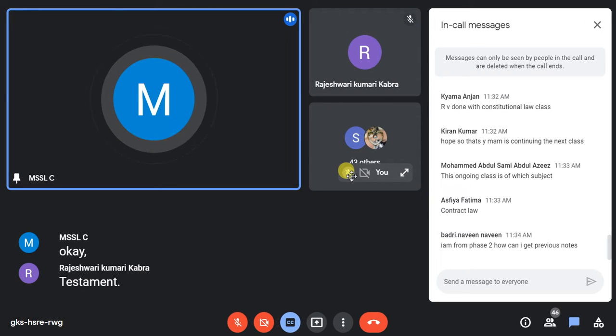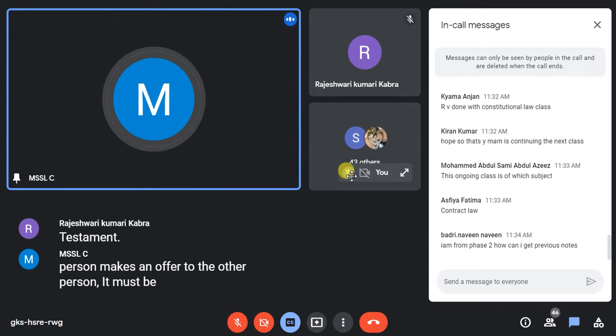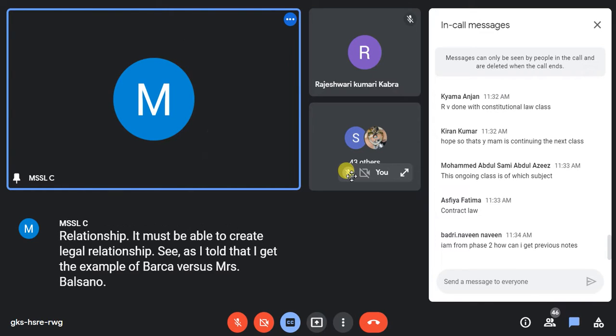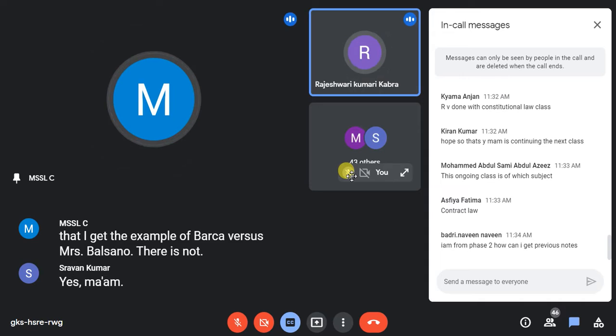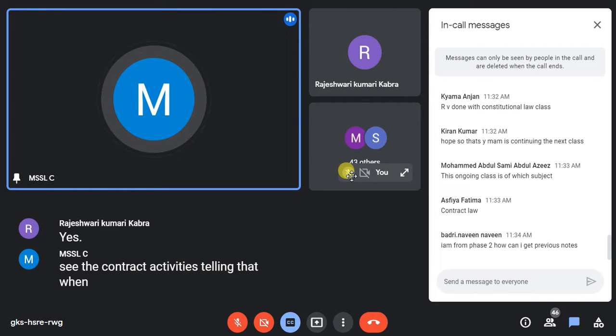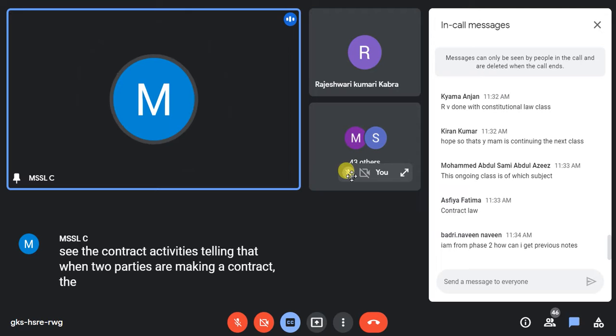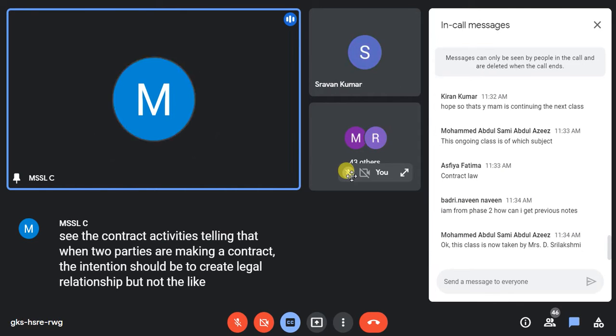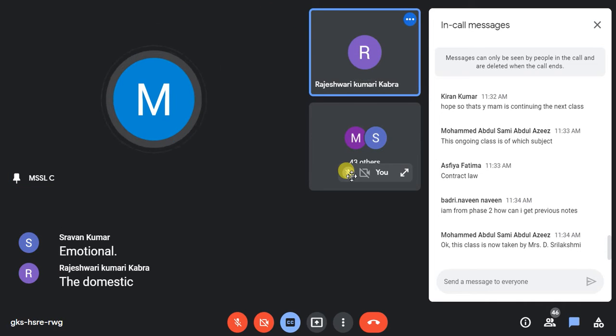The first condition: when one person makes an offer to the other person, it must be able to create a legal relationship. I gave the example of Balfour versus Mrs. Balfour, which we discussed in detail. The Contract Act 1872 says that when two parties make a contract, the intention should be to create a legal relationship, not emotional, domestic or social obligations.